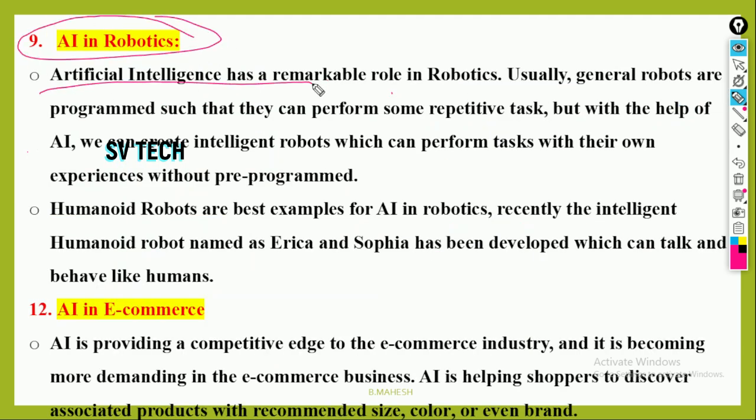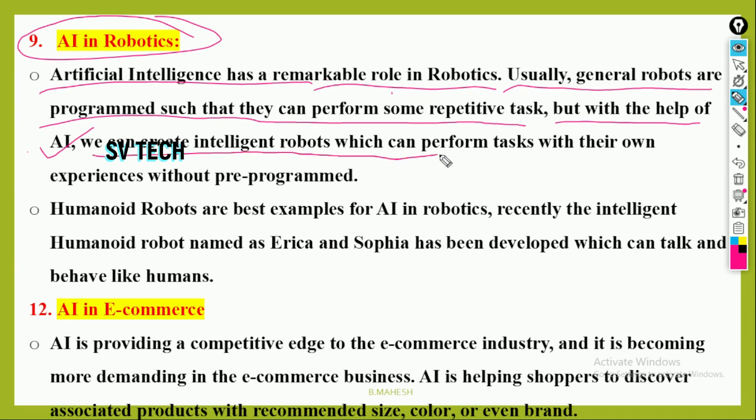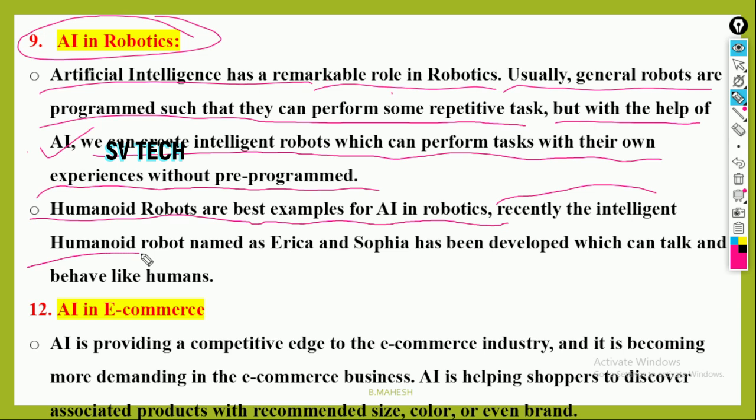AI in robotics. Artificial intelligence has a remarkable role in robotics. Usually, general robots are programmed so that they can perform some repetitive tasks, but with the help of AI, we can create intelligent robots which can perform tasks from their own experiences without being pre-programmed. Humanoid robots are the best examples of AI in robotics. Recently, intelligent humanoid robots named Erica and Sophia have been developed, which can talk and behave like humans and are used to read news.